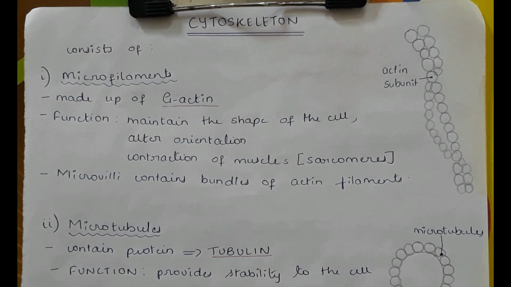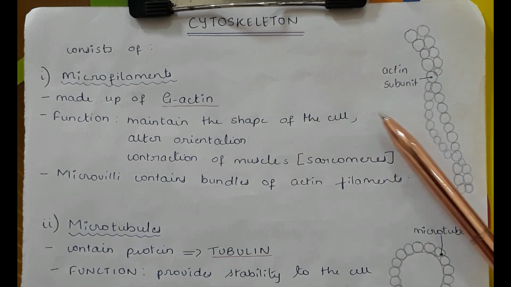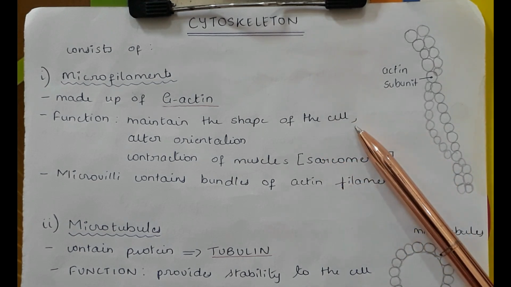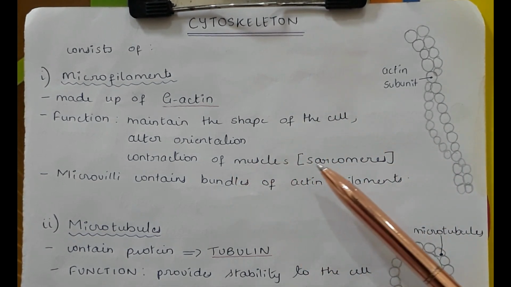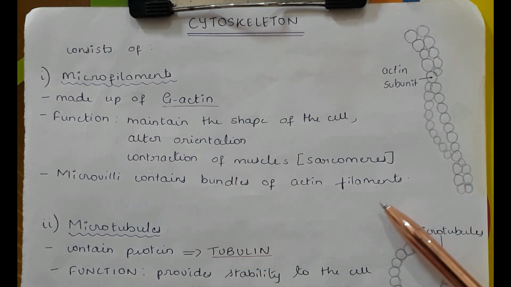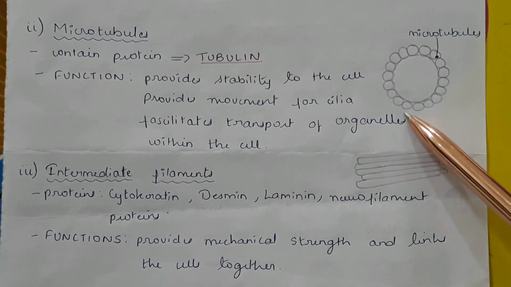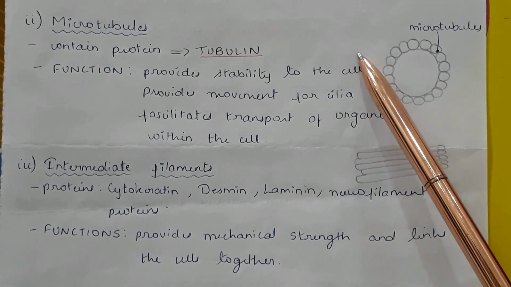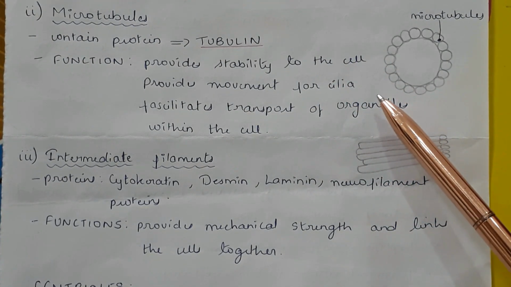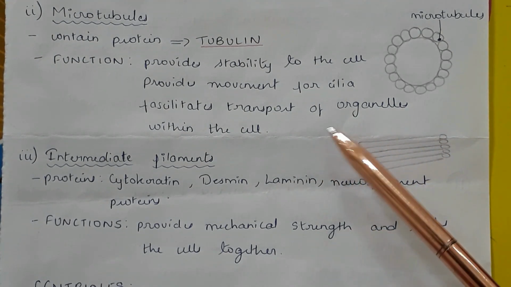Cytoskeleton. It consists of microfilaments, which are made up of G-actin. The function: helps in maintaining the shape of the cell, alters orientation, and helps in the contraction of muscles, which is the sarcomeres, and the microvilli contain bundles of actin filaments. Microtubules contain a protein called tubulin. Function: provides stability to the cell, provides movement for cilia, and facilitates transport of organelles within the cell.